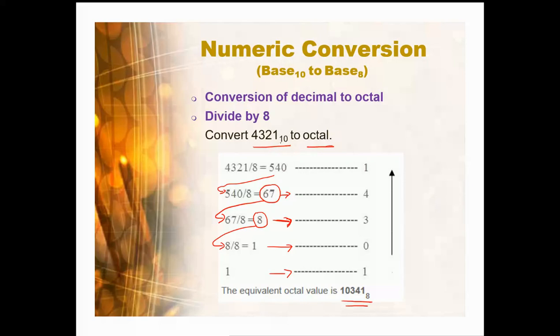So apa yang you buat, you divide lah macam biasa. So 4321 you divide by 8, you akan dapat jawapan 540. So dan dia have baki, remainder dia adalah 1. Okay, and then this 540 you akan bahagikan lagi dengan 8, you akan dapat 67. So bila 67 ni, you dapat jawapan dia 67 tapi remainder dia adalah 4.